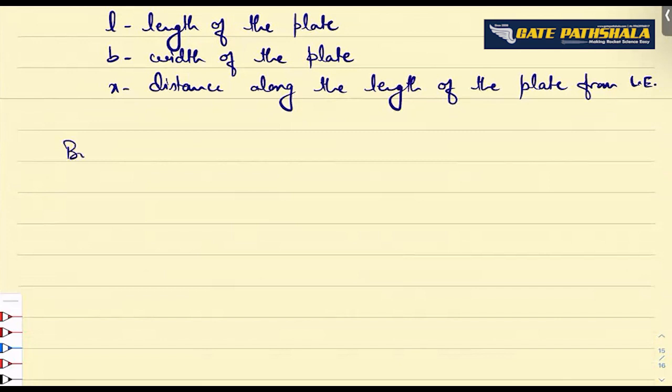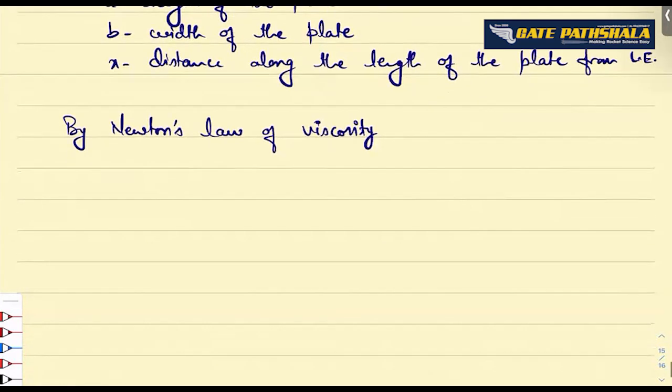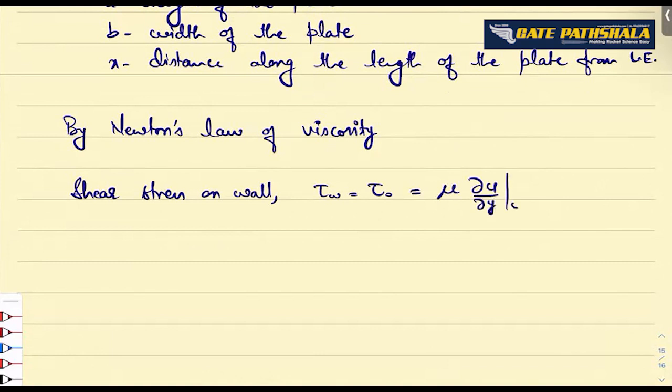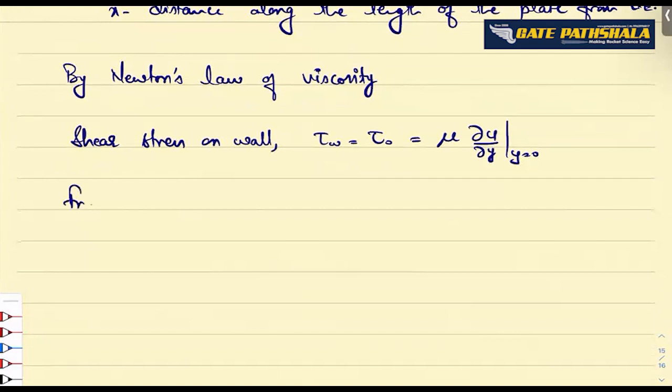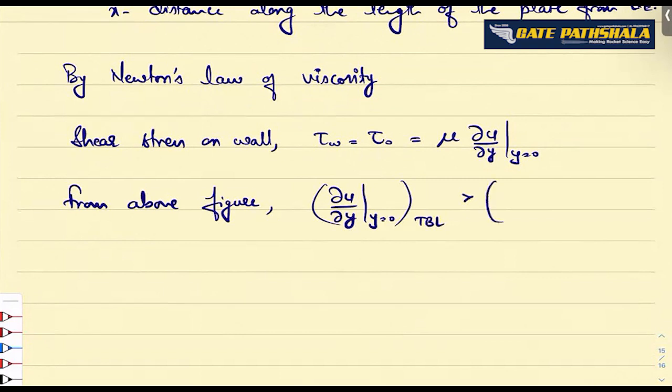By Newton's law of viscosity, shear stress on wall, that is tau W, which is written as tau naught also, can be written as mu into dou U by dou Y at Y equals to 0. Okay. From the above figure, we see that the velocity gradient dou U by dou Y at Y equals to 0 in turbulent boundary layer is greater than the velocity gradient at Y equals to 0 in laminar boundary layer. Smaller the slope, larger the velocity gradient.